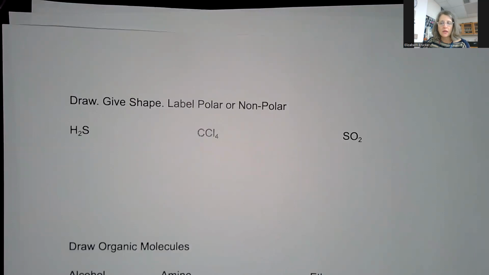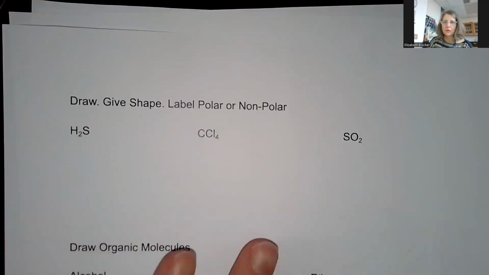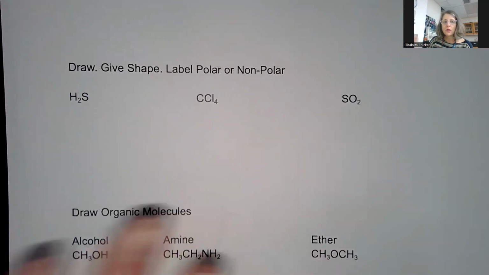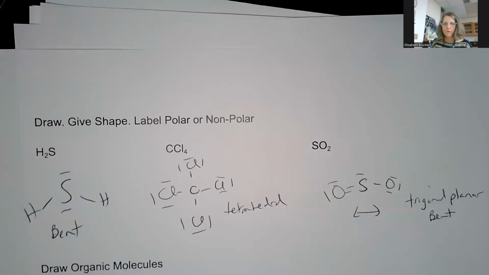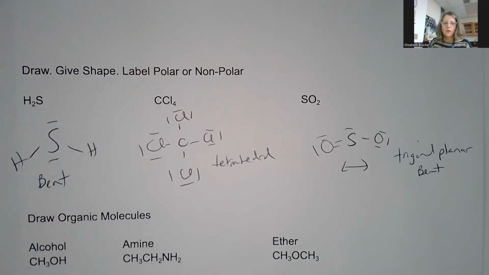So the first set of questions you're going to see have to do with, again, polarity, because if a molecule is polar or nonpolar, you're going to see a different behavior between those molecules. So you will still have to know what the shape is to determine if it is polar or nonpolar. So I'm going to pause the video and I will show you each one of the shapes and if it's polar or nonpolar. So you could pause it and draw it yourself. So I've drawn each one of these.